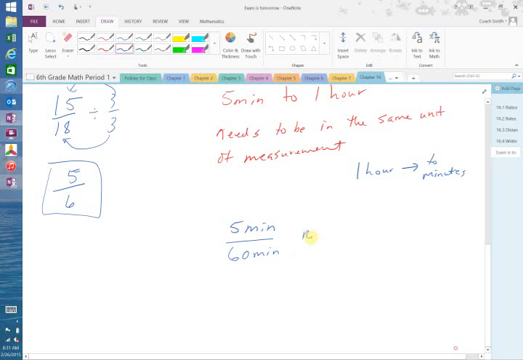Now we must reduce. What is common between 5 and 60? What's the common factor between 5 and 60? 5, yeah. 5 goes into 5 1 time. 5 goes into 60 12 times. So it'd be 1/12. Okay? Don't have to have the minutes. Once you put them in the same unit of measurement, you don't have to include that. I wouldn't count it wrong if you put 1 minute over 12 minutes, but you don't have to do that.